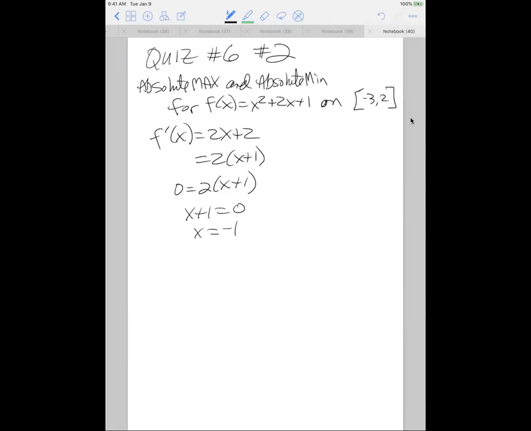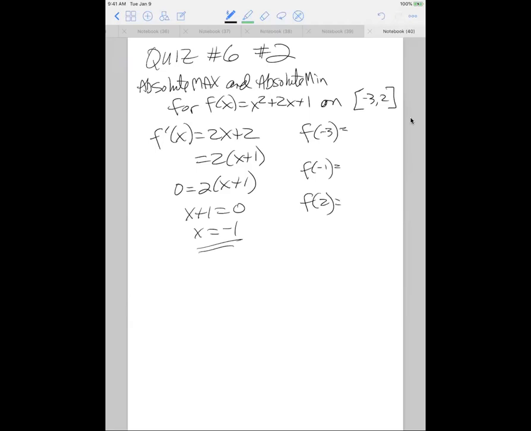So what we need to do is calculate. We want to find out what the maximum value of the function is at the endpoints and at x equals -1. So we need f of -3, f of -1, and f of 2. Calculate the values of each of these. The biggest one will be the absolute max, and the smallest will be the absolute min.